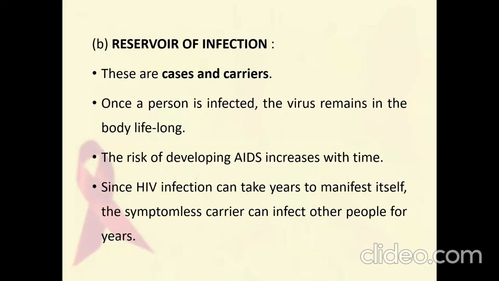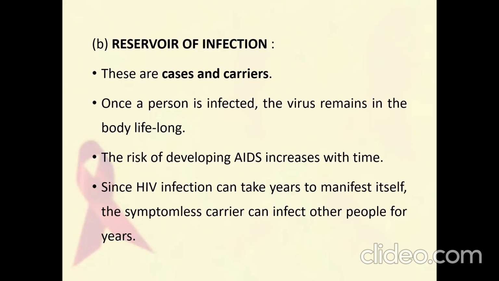Then the second one is the reservoir of infection. So these are the cases and carriers. Once a person is infected, the virus remains in the body lifelong. The risk of developing AIDS increases with time. Since HIV infection can take years to manifest itself, the symptomless carrier can infect other people for years.